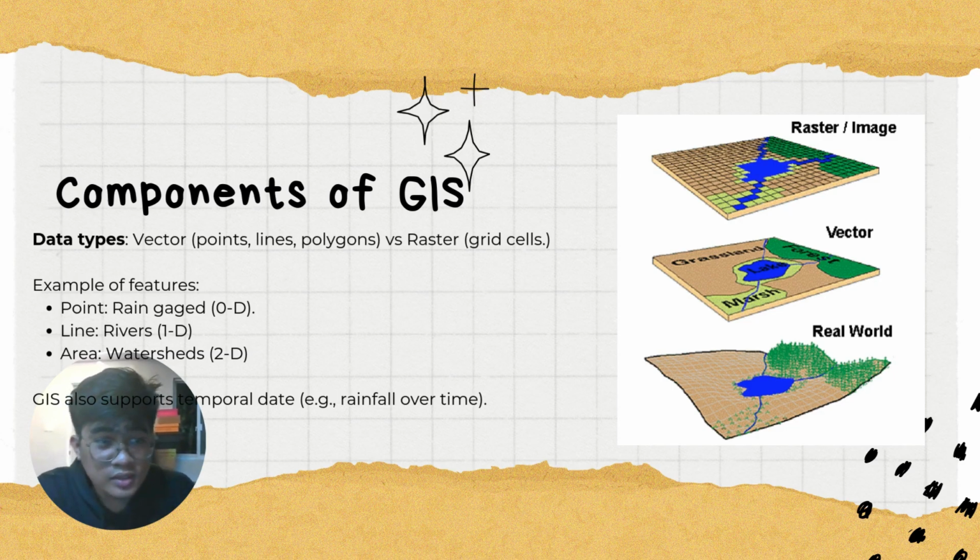So as we can see on the screen, we have an illustration of a raster and vector image. These formats can help us visualize and analyze geographic data effectively. Additionally, GIS can incorporate temporal data, allowing us to study changes over time such as rainfall accumulation during a storm, just like what I mentioned a while ago.